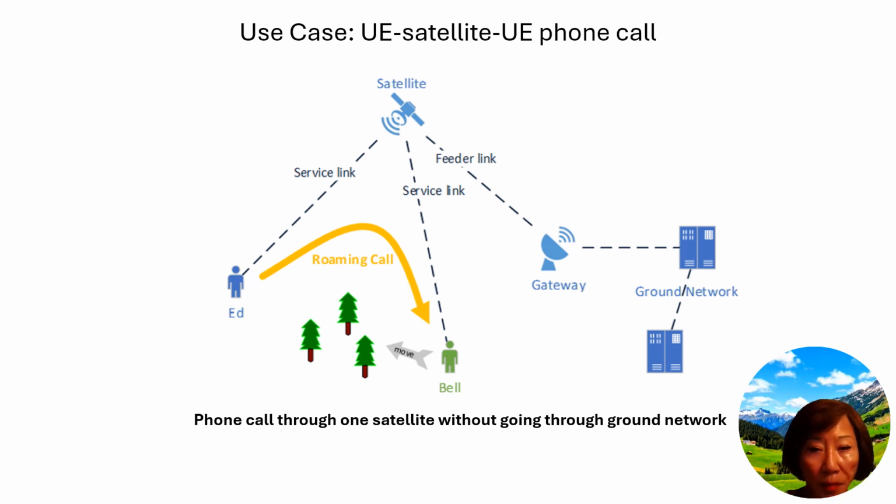So satellite here is functioning as a central node. The satellite acts as the central node for the communication, receiving signals from both users, which is Ed and Bell, and relaying them without involving the ground network. So in here, the gateway and the ground network are present, but they're not utilized for this specific call. Okay, that is how a roaming call is supported by satellite.